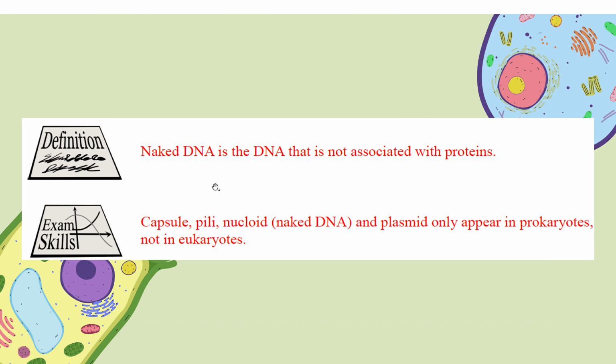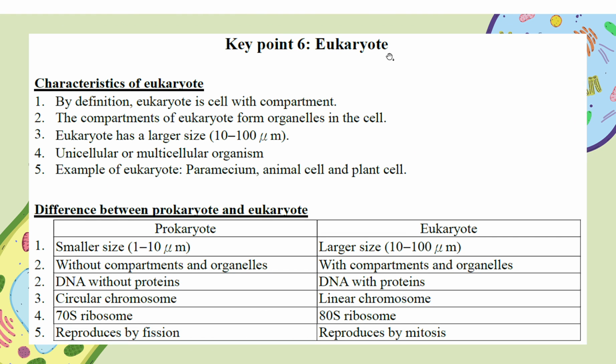Naked DNA is DNA that is not associated with protein. The capsule, the nucleoid, and plasmid only appear in the prokaryote. So when you see these things, be confident it is a prokaryote. The other is a eukaryote. Eukaryote by definition is a cell with compartments. You can call it an evolution from a prokaryote to eukaryote if it has engulfed some prokaryote inside and become eukaryote. But this is an area we'll talk about later.